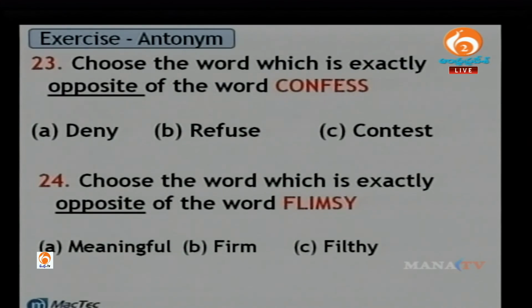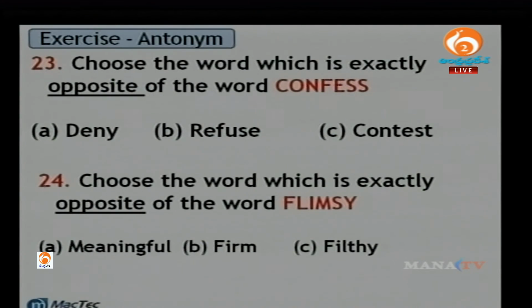All right, here we go. Choose the word which is exactly opposite of the word confess. Confess means where you accept your mistake. So the opposite is refuse or deny or contest. The options are deny, refuse, contest, and the correct option is deny. Option A, either you confess or you deny. Refuse means you are refusing to do or accept something. Deny and refuse depend on the context. Since the word is confess here, deny is the correct option.